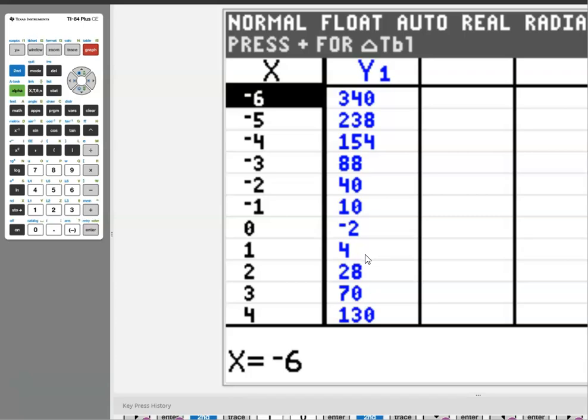Okay, so that's how you use a graphing calculator. You absolutely want to go through this and try this on your calculator. You just watching me is not going to be sufficient.